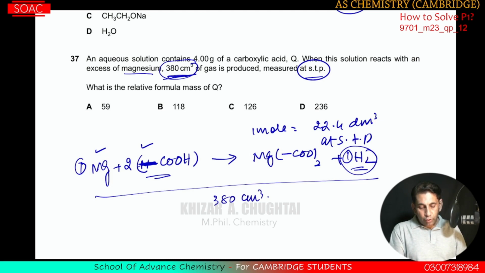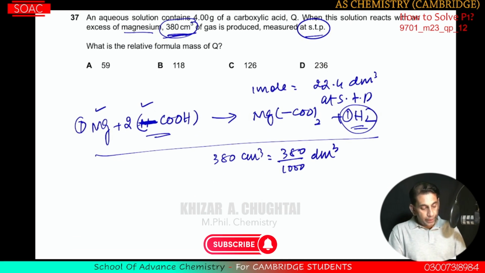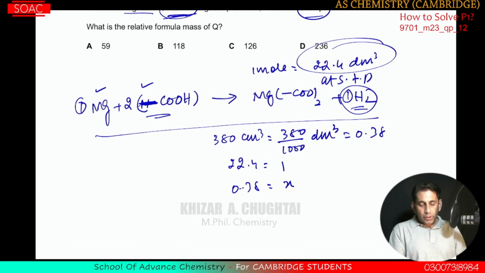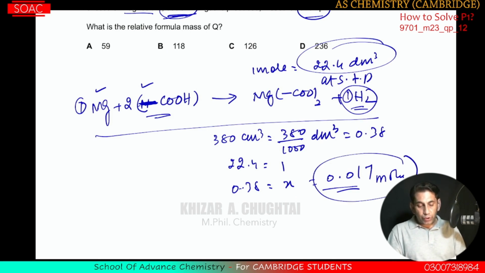380 cm³ is equal to 380 divided by 1000 dm³, that is 0.38 dm³. We know that 22.4 dm³ is equal to 1 mole, so 0.38 dm³ will be equal to x moles. The answer is 0.0169, I mean 0.017 moles. So, this is the moles of hydrogen.